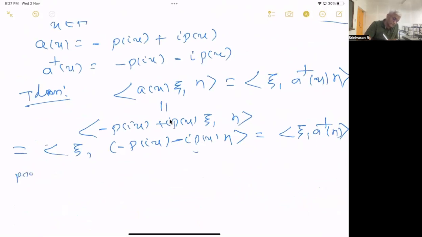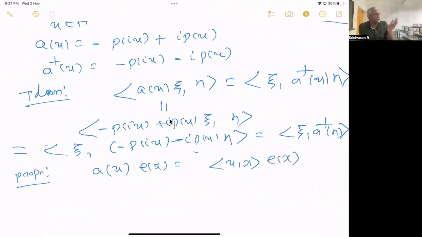So then, proposition: A of U acting on E of X is nothing but UX times E of X. It just multiplies. No, it's not a scalar. It depends on each X, and you have to take the linear combination of E of X. On E of X, it acts like that. E of X is like an eigenvector. A of U acting on E of X is this.